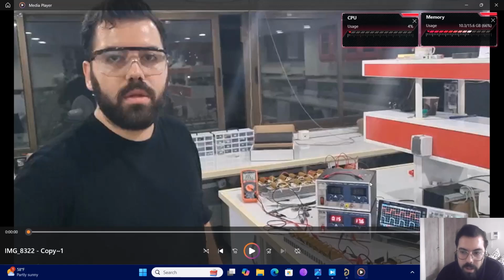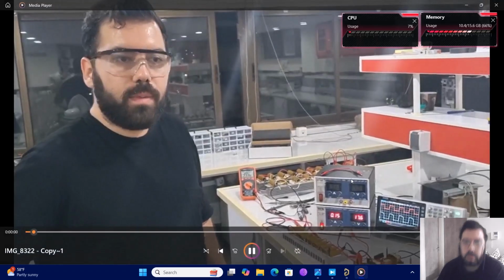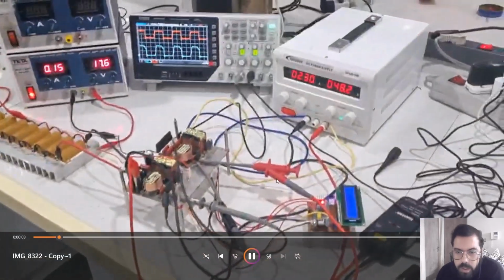I said that I decided to find out whether this converter can work with this structure or not, and I didn't change the MOSFETs, the plastic package MOSFETs in this converter, but for the second version I changed them. Now, okay, we are going to work on that.